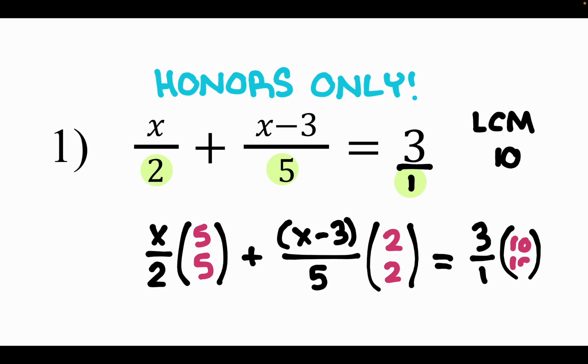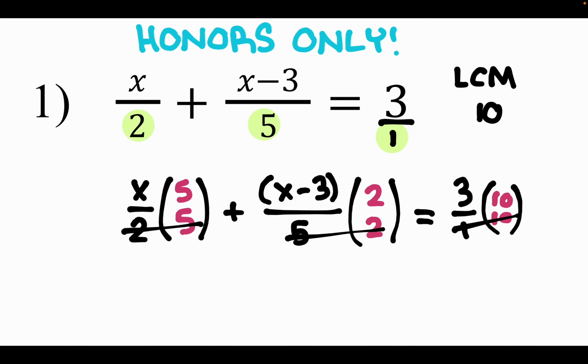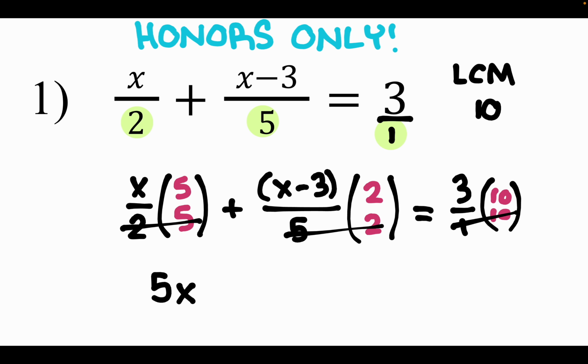Now the nice thing about this problem is that once the denominators are the same, which you just did, you can cross them off. So I know that this would become 10, so I'm going to cross it off. 5 times 2 is 10, and then 1 times 10 is 10. So I can leave it as my numerator for the first fraction, which is 5x, plus my numerator for the second fraction. Remember, you have to distribute that 2, so it would be 2x minus 6 equals 30.